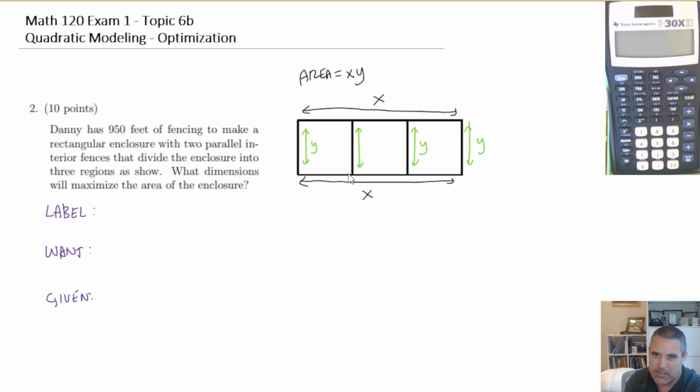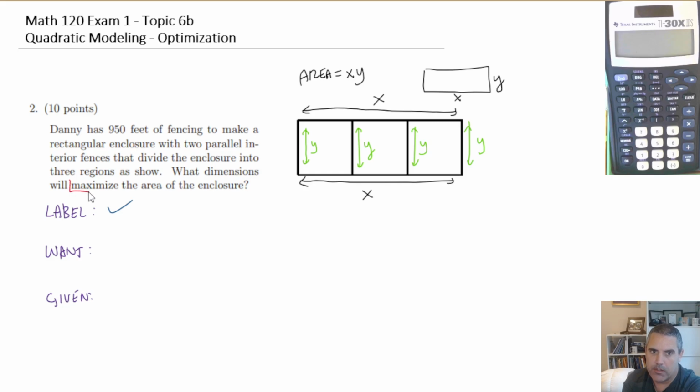Right, so what about these pieces in the middle? Assume they're very thin. You're just trying to find the total area. So the total area is one big rectangle, X times Y. Okay, so those are our starting pieces. I've labeled everything, done. What does the question want? What dimensions will maximize area?